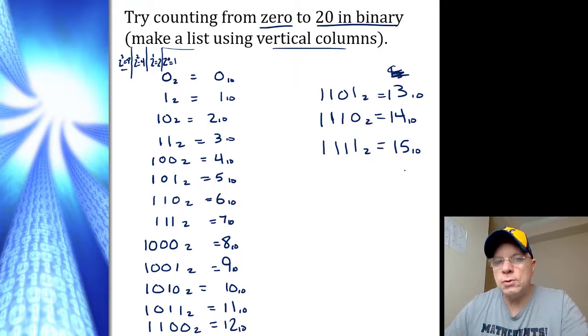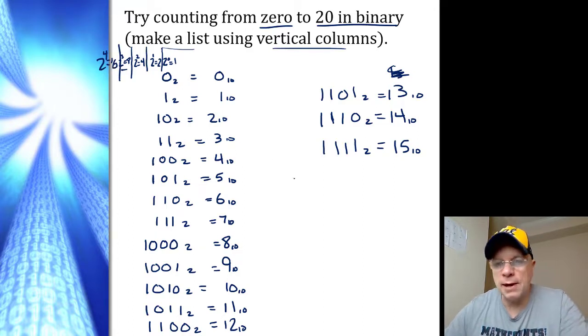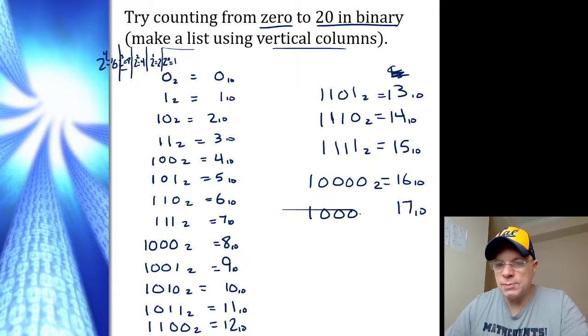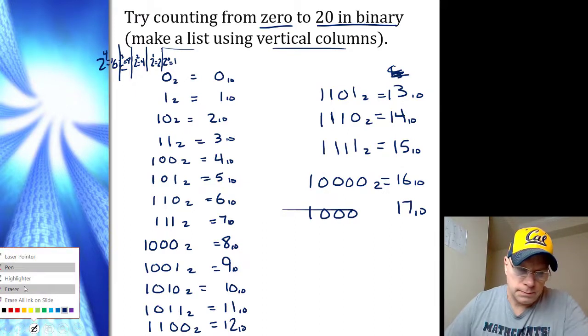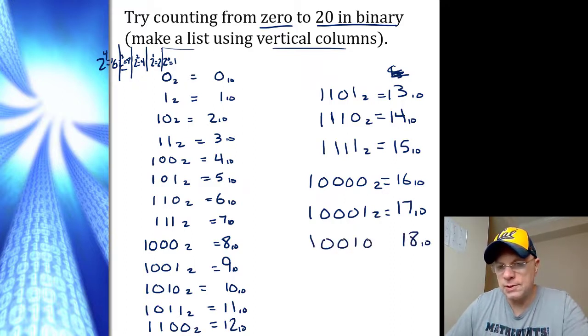And then 16 is 2 to the 4th power, so now we go up one more. We need the 5th place value now. 16 in base 10 looks like this in binary because this is 1 and then no 8's, no 4's, no 2's, and no 1's. 17 will be the 16, but with the 1 in the 1's place. 18 will look like 16, but with an additional 1 in the 2's place. 16 and 2 is 18.